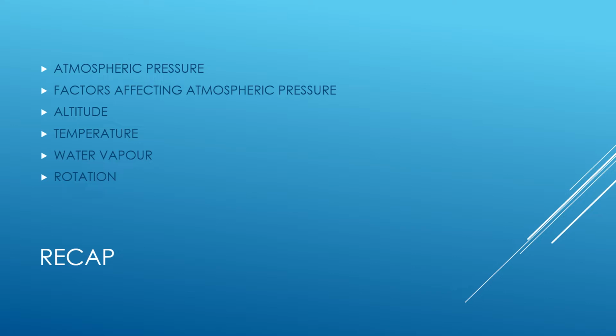We had studied that atmospheric pressure is measured with the help of instruments called the mercury barometer, Fortin's barometer and aneroid barometer. And the unit used to express atmospheric pressure is millibars. Then we had studied about the factors which affect the atmospheric pressure.